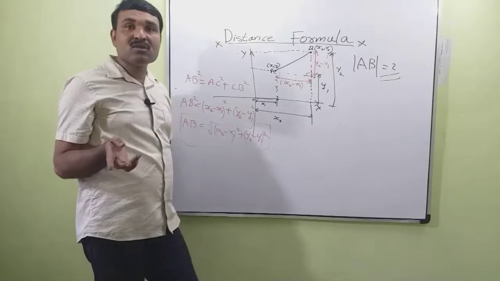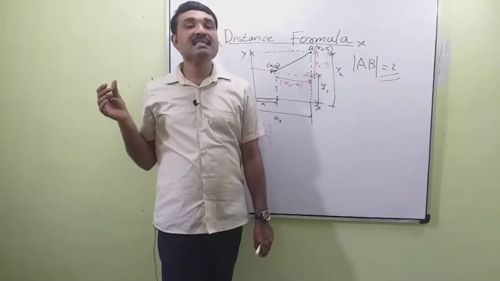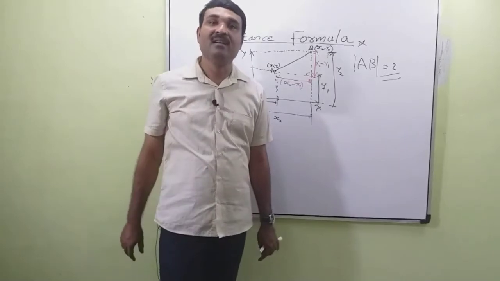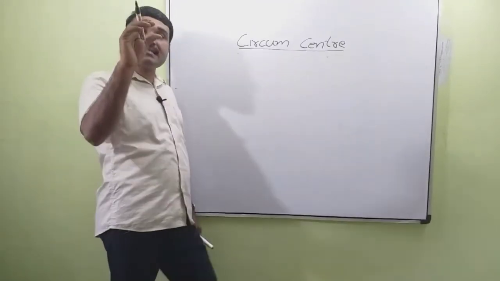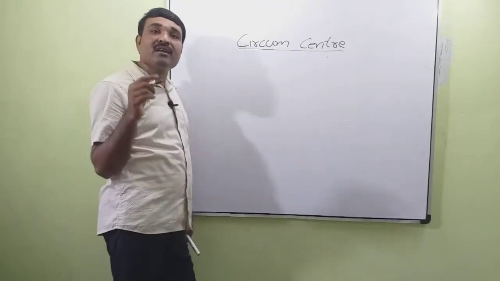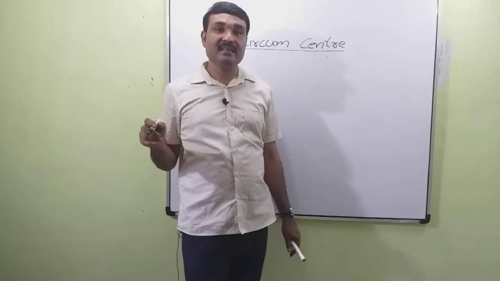So making use of distance formula, we can do some problems. First problem is finding the circumcenter of a triangle. Circumcenter is the point where the perpendicular bisectors of the sides of a triangle meet. That point is circumcenter.